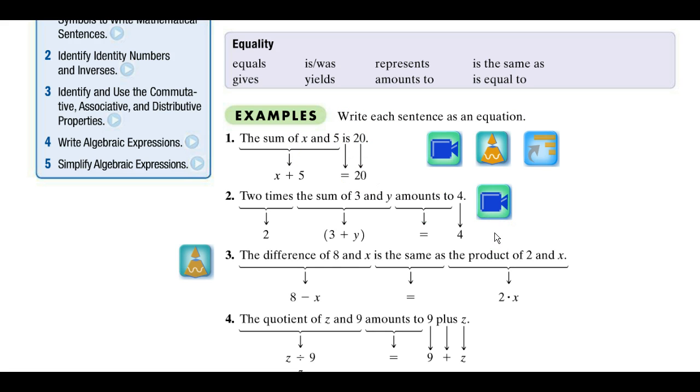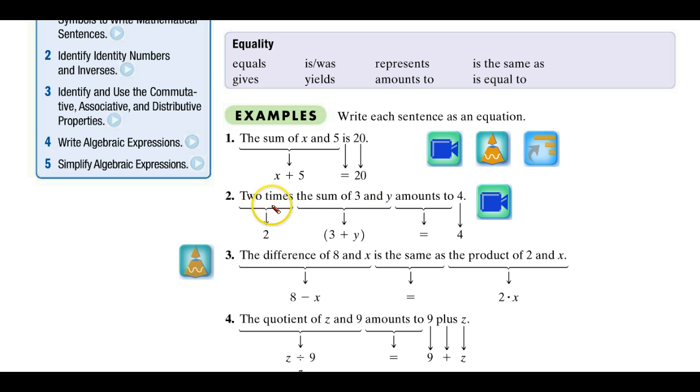Now the sum, and this is kind of critical here as we go about these things. How do you indicate a sum? Well, it's going to have a plus sign. And in some cases we have to put parentheses around to indicate that that's a sum. But here it's clear. There's no necessary qualifier or anything. It's just the sum of x and 5 equals 20.